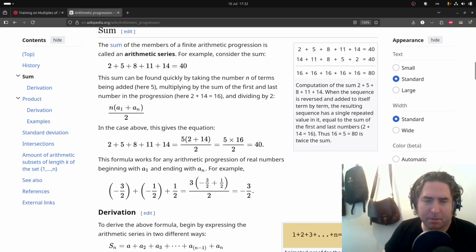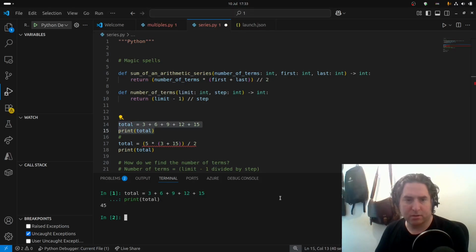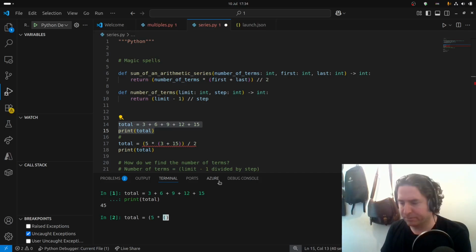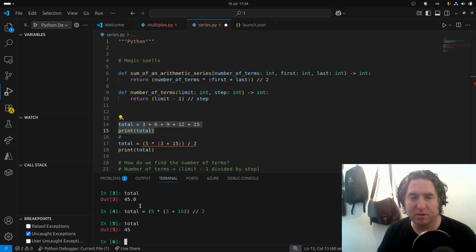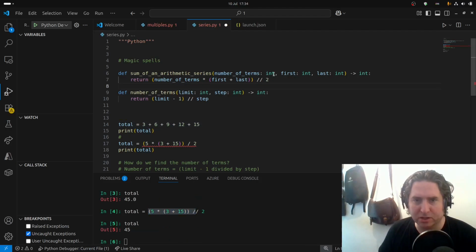In the case above, for the first number we stick in 2, the last number 14, so that becomes 16, times 5, divided by 2 equals 40. If we stick in here 3 plus 6 plus 9 plus 12 plus 15, the total is 45, but we can also get the number of terms, which is 5, and then do 3 plus 15, and then divide it by 2, and that's 45. And if we don't want the .0, keep it in integers. This is one of 2 magic spells that we need.